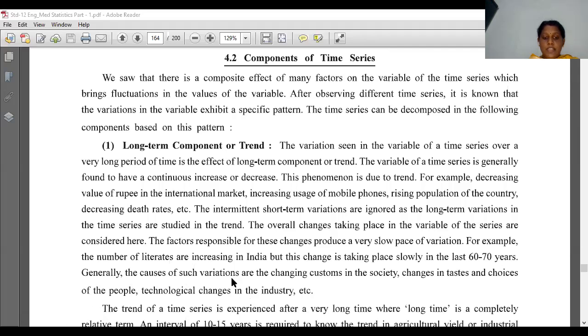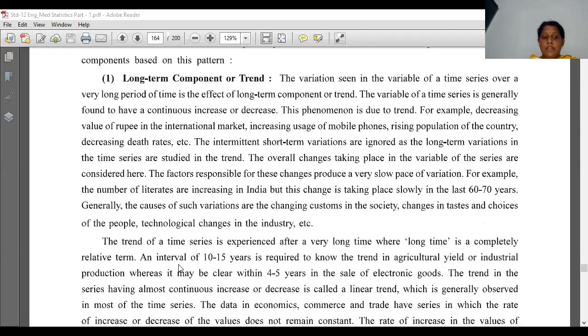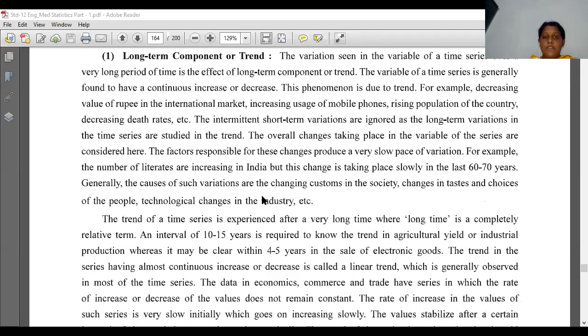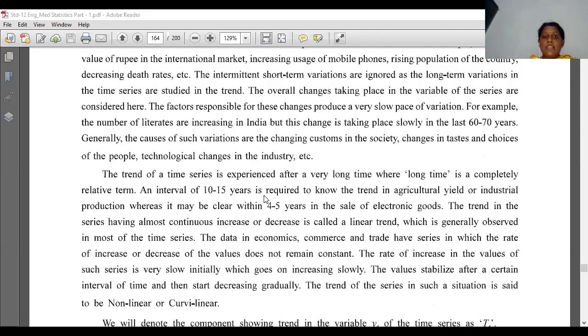Generally, the causes of such variations are the changing customs in society, changes in taste and choices of the people, technological changes in the industry, etc. This is because these are the reasons why the number of literates is increasing in India. The number of educated people is increasing in India because of the requirement, because of the changing conditions, because of the new technologies adopted.